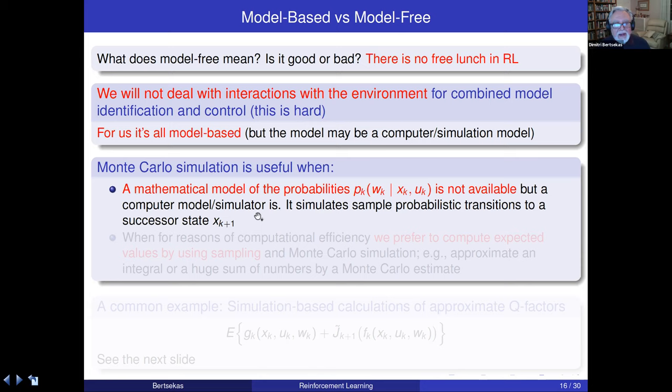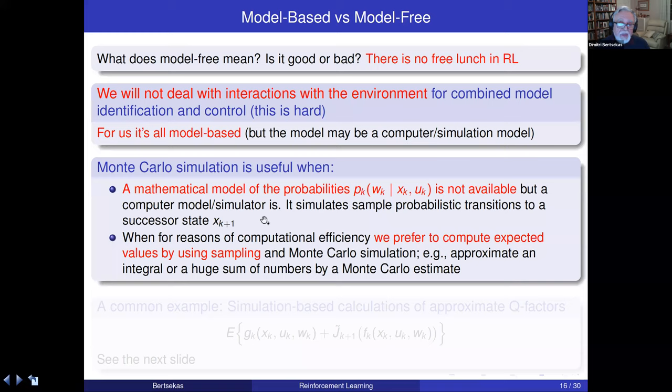Now there's another situation which is interesting, where you have all the probabilities you need by means of explicit formulas. However, you prefer not to use them, but use instead a simulator. The reason is that computing expected values with given probability distributions may be very hard, and it may be easier to use sampling in Monte Carlo simulation.